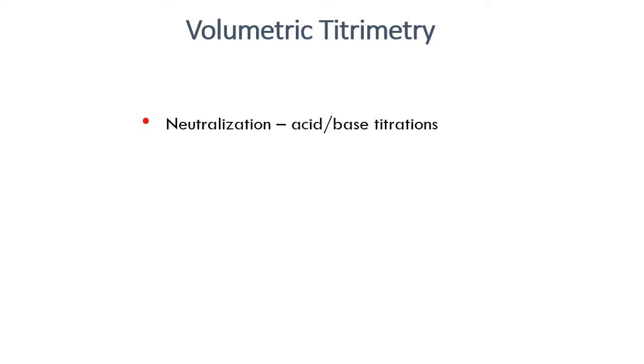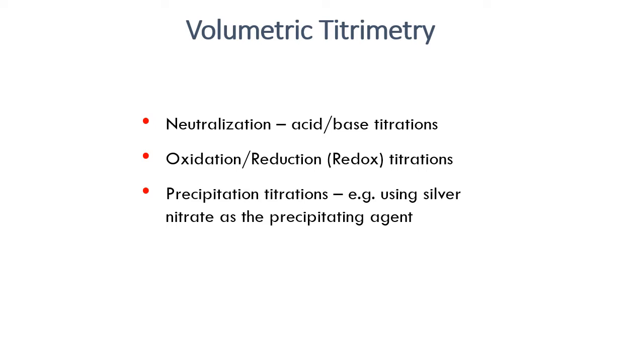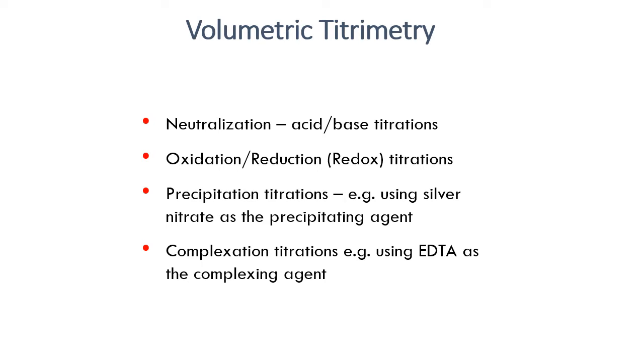So as it relates to volumetric titrimetry, we can have different types of titration reactions. We have neutralization or acid-base titrations. We can have oxidation-reduction, redox titrations, precipitation titrations, or complexation titrations. We're going to discuss neutralization titrations a bit more today.